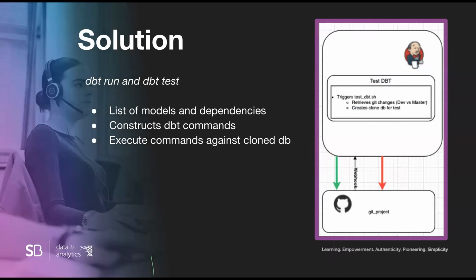So the final step of this test process is we use the Python script to generate a list of dbt commands, which will then be used to perform a dbt run and a dbt test against the clone database. And by doing this, we pretty much make sure that whatever they're trying to run will also work in production.